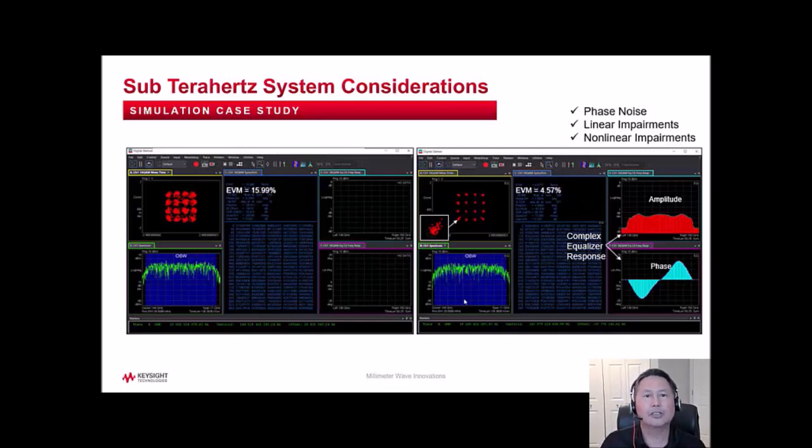To gain more insight into the error contributors, the simulation results on the right show EVM with the adaptive equalizer enabled. EVM is better than it was without equalization, but it has increased to 4.57% compared to the scenario without the bandpass filter and PA because of the nonlinear impairments from the mixer and the PA. The adaptive equalizer can't correct for nonlinear impairments, so it's removing only the linear amplitude and phase errors from the bandpass filter. Nonlinear impairments remain and have increased the EVM result.